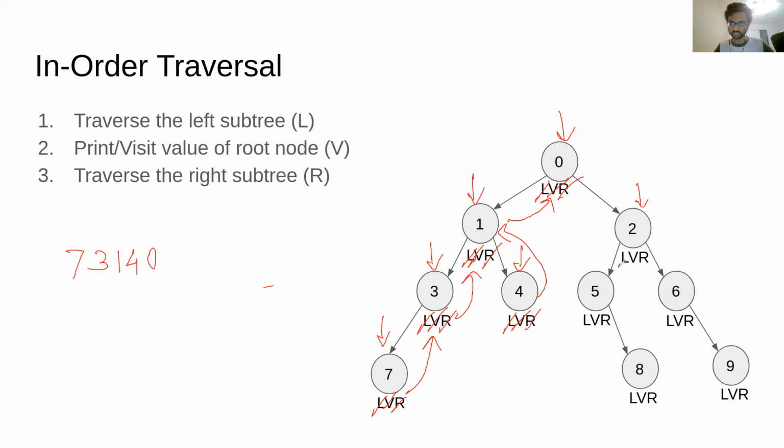For 2, do we have a left subtree? Yes. So we are on 5 now. For 5, do we have a left subtree? No. So we visit 5. So we print 5.